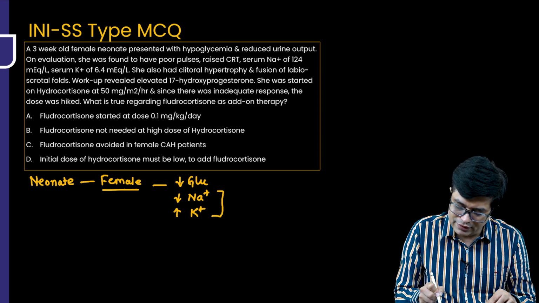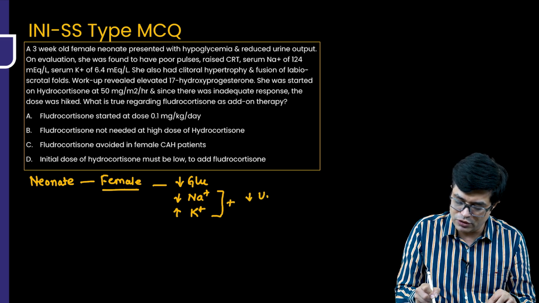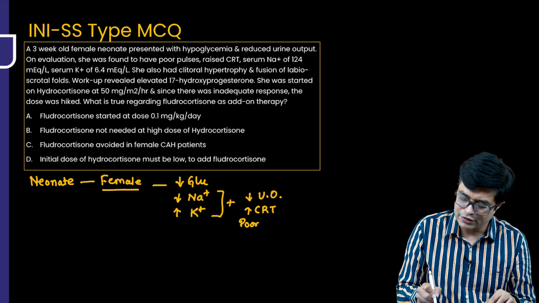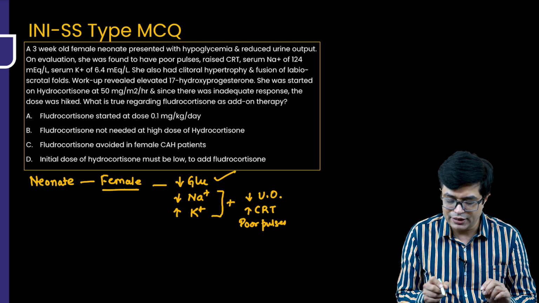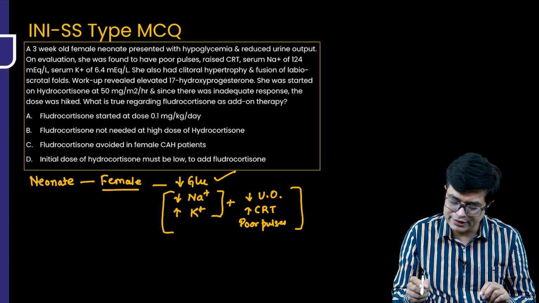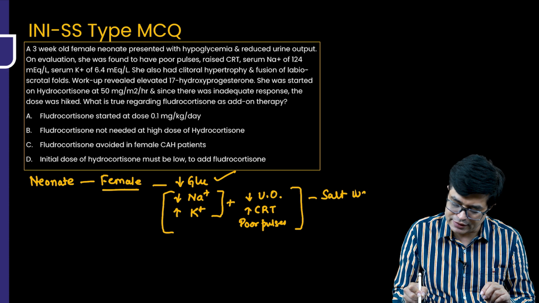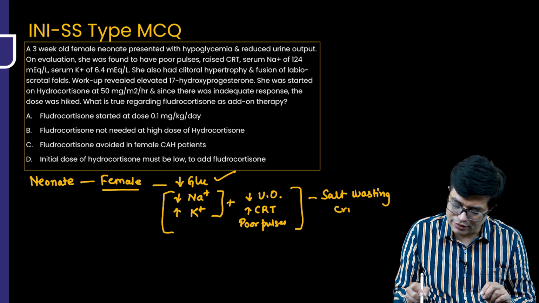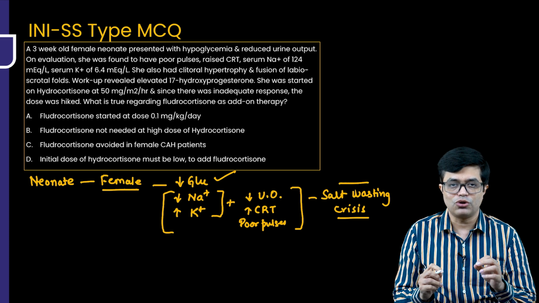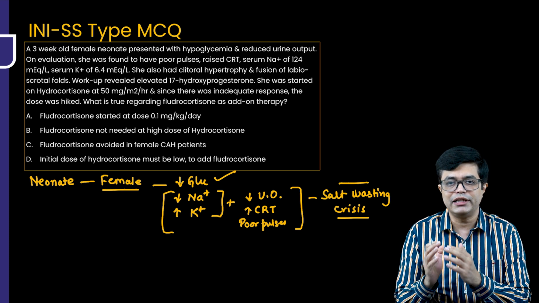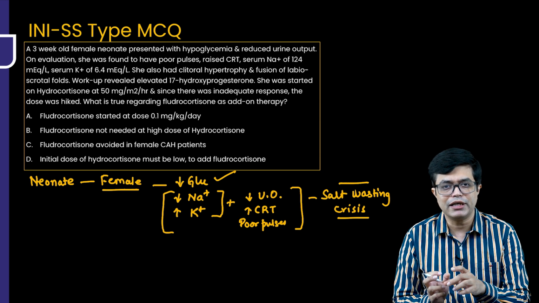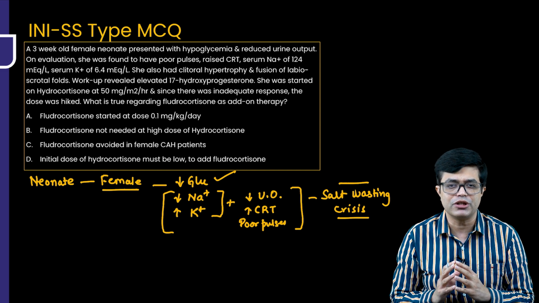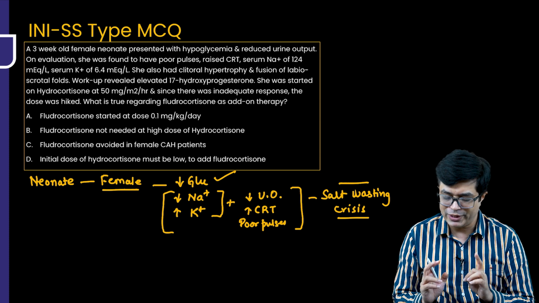Along with these two, she is also having a reduced urine output, raised CRT, and poor pulses. What this basically means is that there is mineralocorticoid involvement, and this shows that she is having a salt wasting crisis. Often these children present with salt wasting crisis. Salt wasting crisis means there is an absolute or relative deficiency of mineralocorticoids. Due to this, there will be hyponatremia, hyperkalemia, shock-like picture or dehydration-like picture in the patient, right? So this is a female with salt wasting crisis.